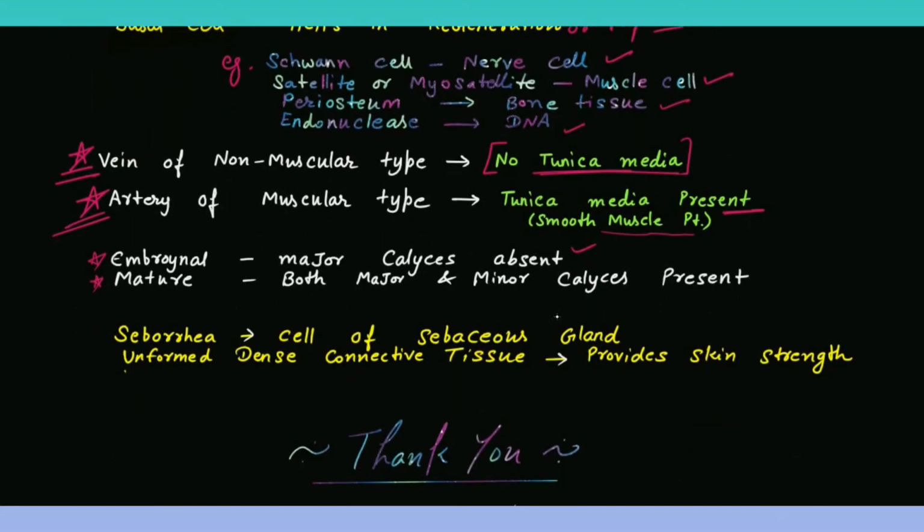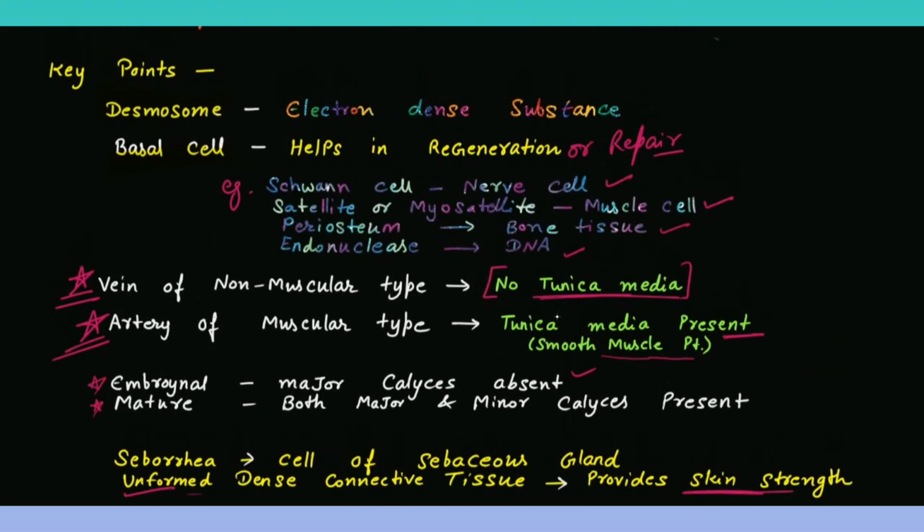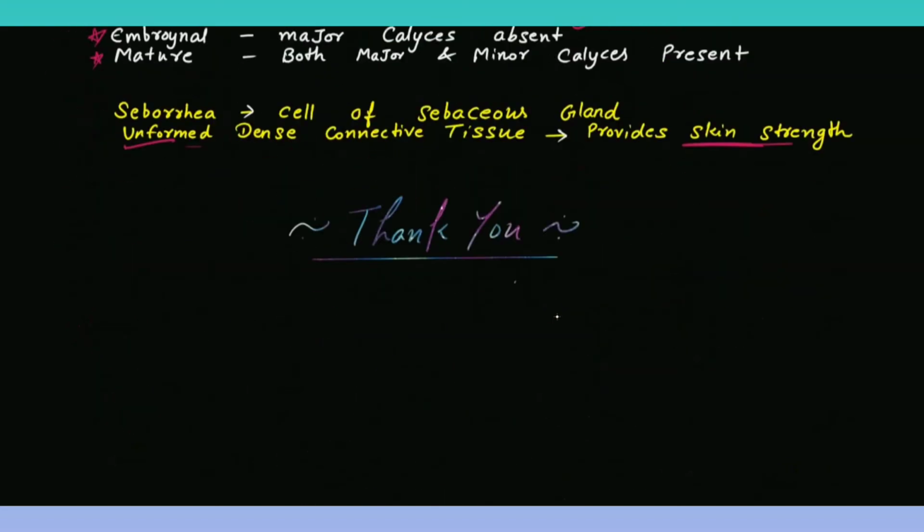Next is seborrhea. Seborrhea is the secretion of the sebaceous gland. The last is unformed dense connective tissue, which provides the skin strength. You can just remember all these key points as they are, because these were asked from the base, from the ministry or in previous year papers. So let's finish it about histology, and bye bye, take care, thank you.